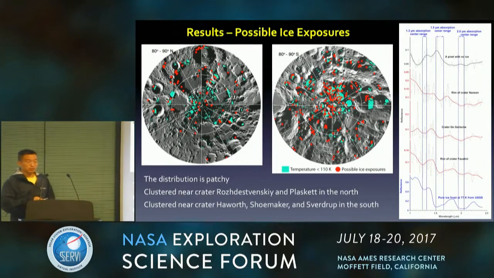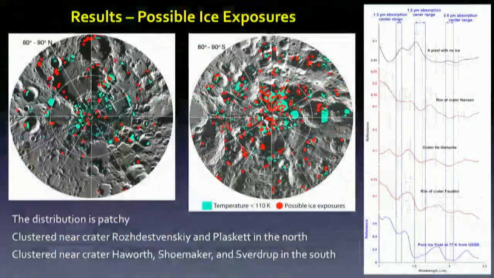This is our detection result. The red dots are the possible ice exposures. This is the North Pole, this is the South Pole, displayed from 80 to 90 degrees. The base map is a WAC mosaic, and the cyan region shows the modeled maximum annual temperature of less than 110 K. First, what you get from the map is that the distribution is very patchy.